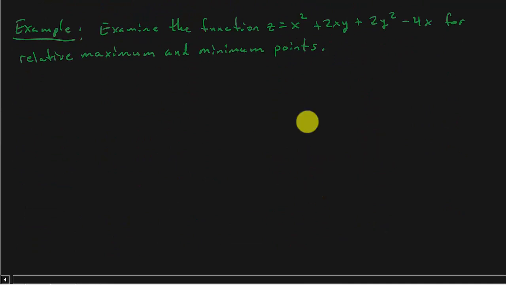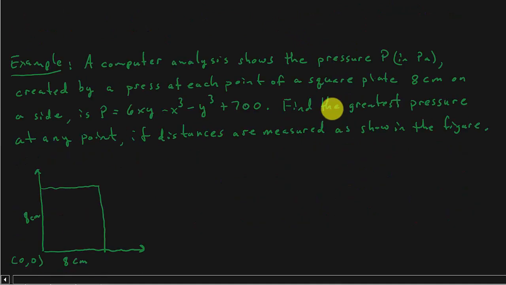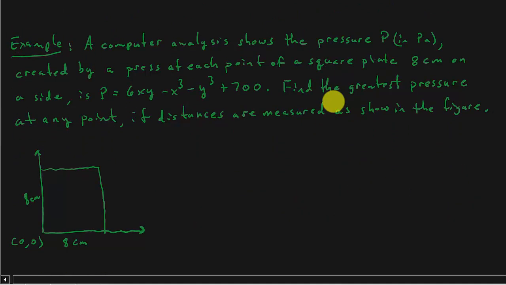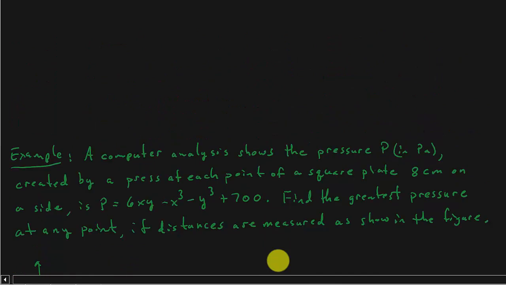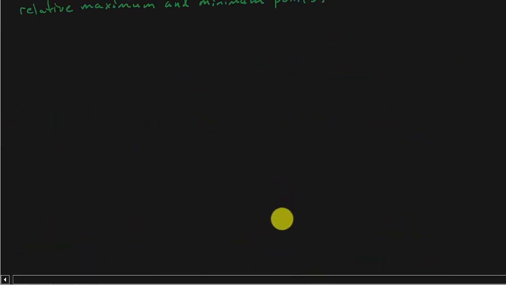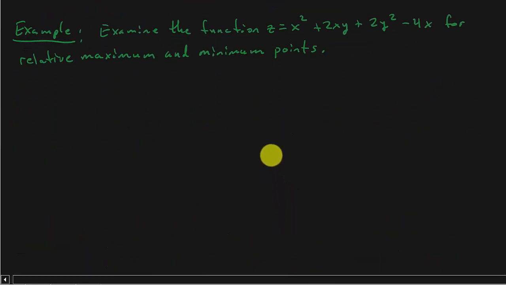We got this one, and then we have a little application problem to do. The way that we work the problem is going to be the same. We're going to find relative max and mins in both of them. So that'll give you two examples, one being an application.